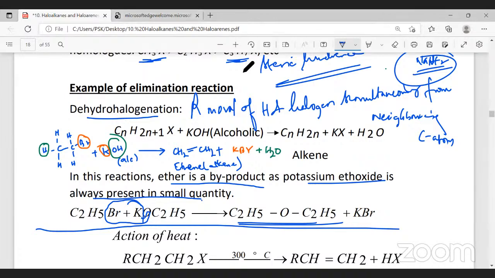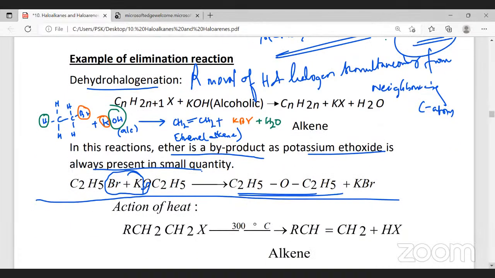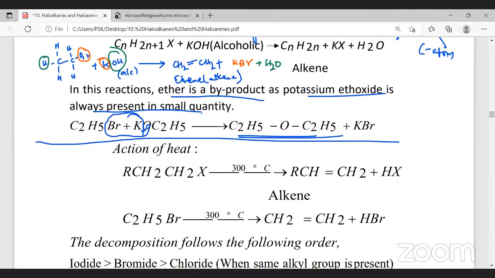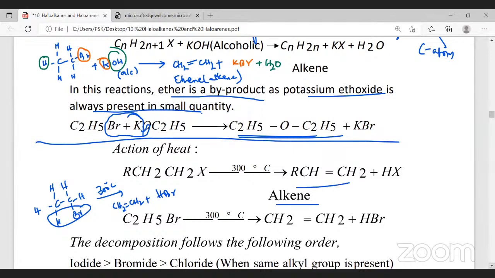The next reaction is the action of heat. We're talking about heating alkyl halides, with C2H5Br as an example. When you heat C2H5Br at 300 degrees Celsius, this molecule will decompose, giving you hydrogen bromide as a byproduct, and you will get CH2 double bond CH2, ethene, as a product. So whenever an alkyl halide is heated, again, alkenes are formed.